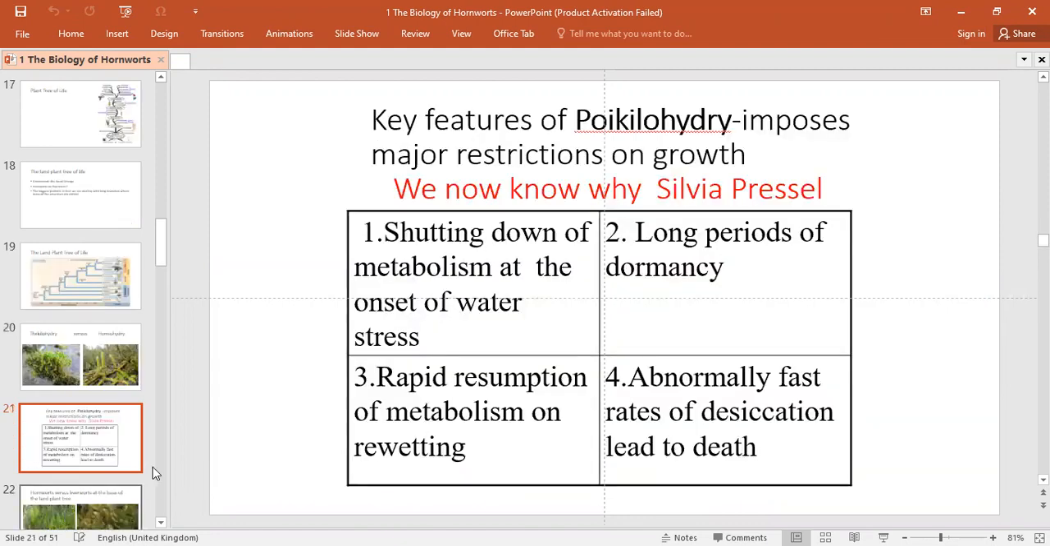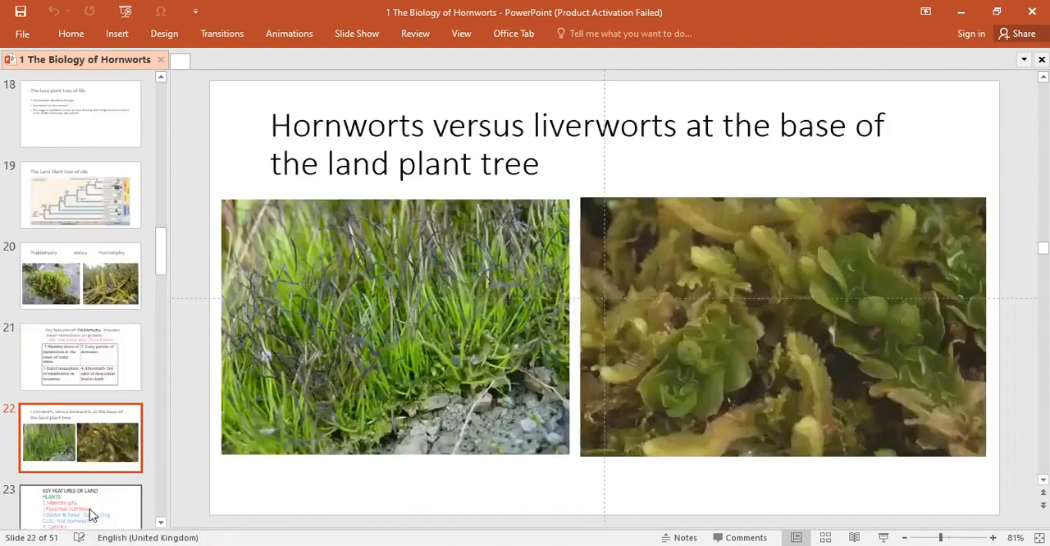Now, it's important we know about poikilohydric because it imposes major restrictions on growth. Because when things dry out, they shut down and can stay shut down for long periods. So they have long periods of dormancy. When you wet them, they rapidly resume metabolism and are fine. What kills them is abnormally fast rates of desiccation. But poikilohydric plants work completely differently from homeohydric plants.